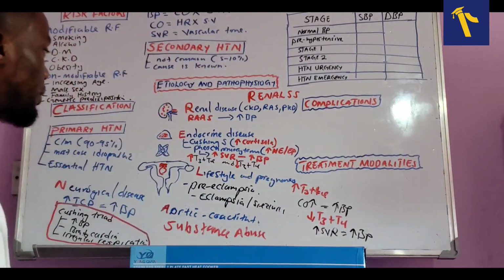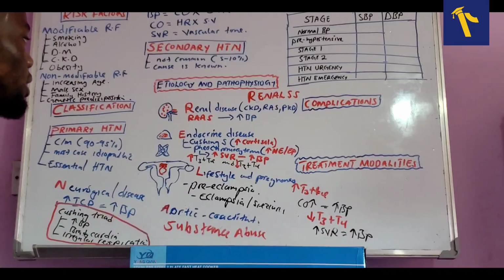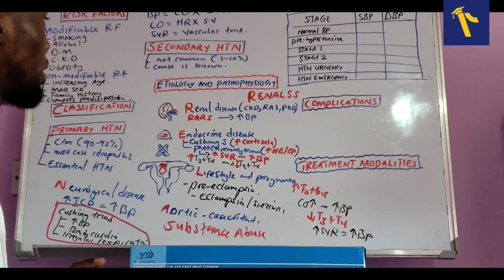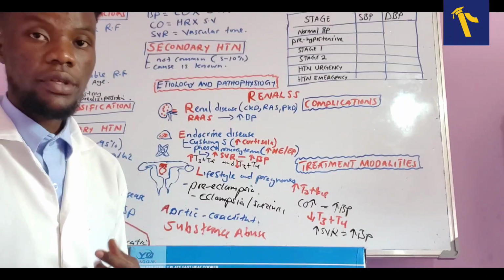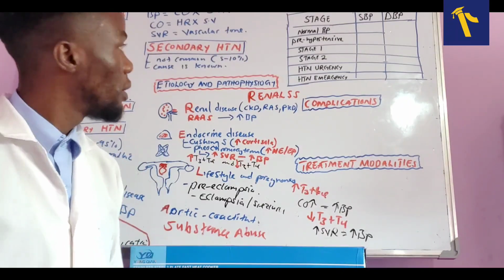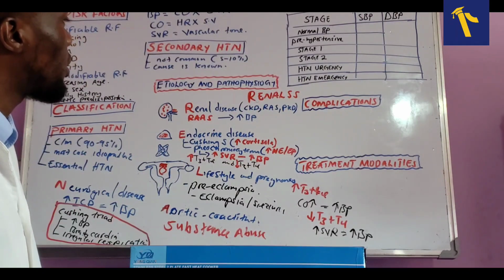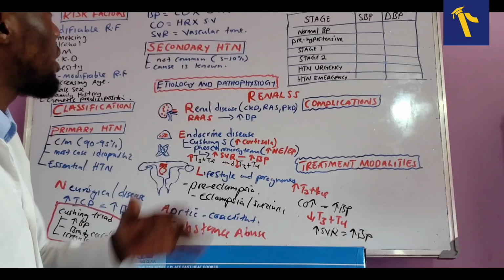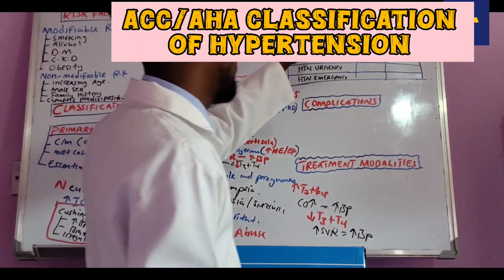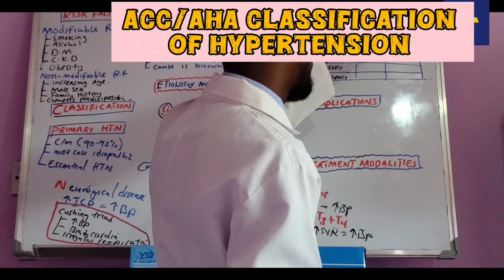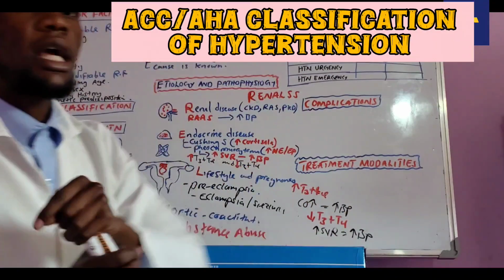Okay, and that's a lot. So now those are the etiology and the pathophysiology of what? Secondary hypertension. Make sure that you take note of everything that I was talking about. Now next, let's talk about the last important part, the classification. According to ACC and the AHA classification of what?